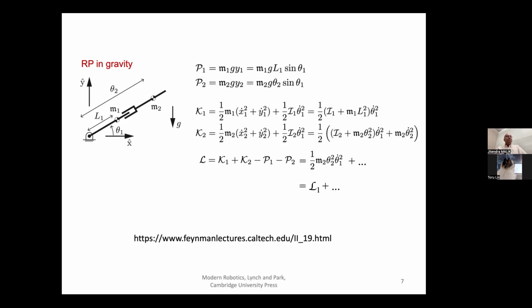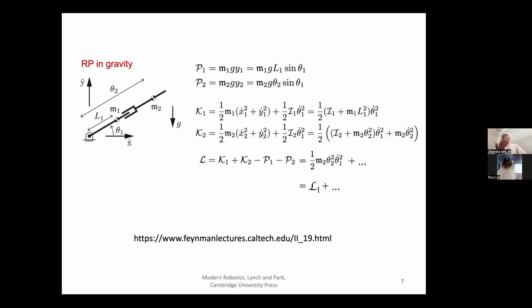Similarly for the second joint. What's the kinetic energy? Kinetic energy is basically half mv squared, right? So you have to figure out what is the velocity, which for the first joint is going to be in terms of x1 dot squared plus y1 dot squared. And then there is this second term which has to do with the rotational inertia, so moment of inertia I, and then theta 1 dot, which is the angular velocity.